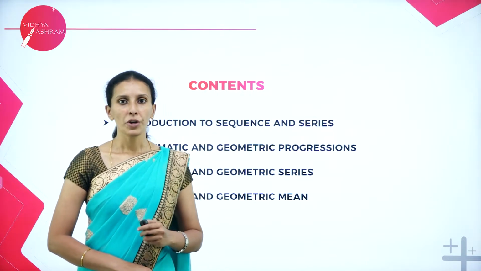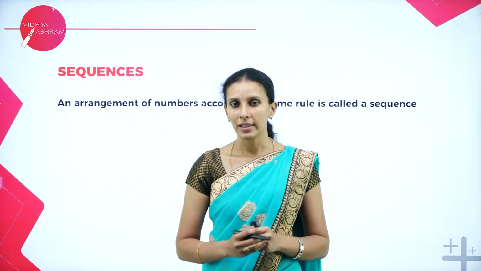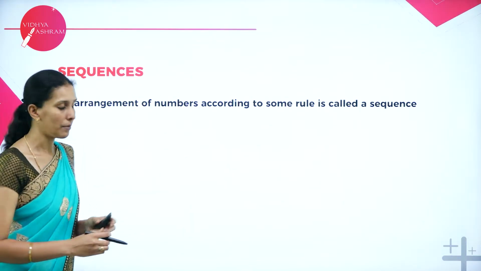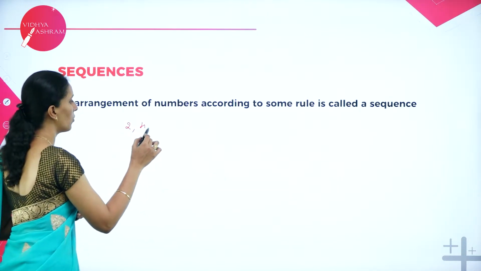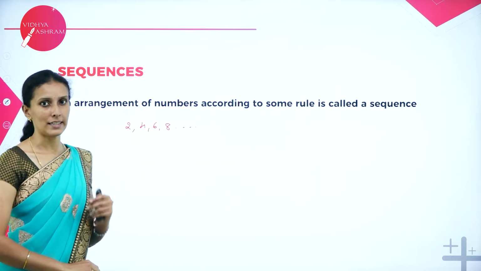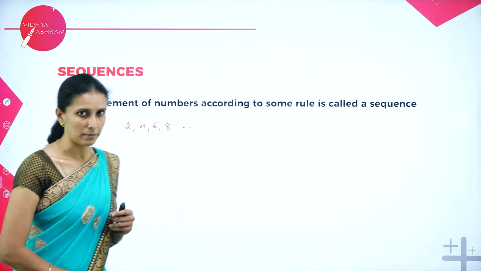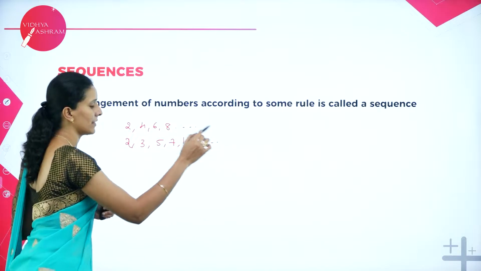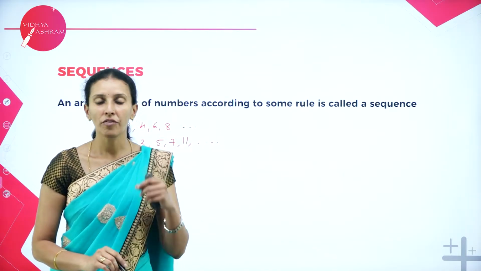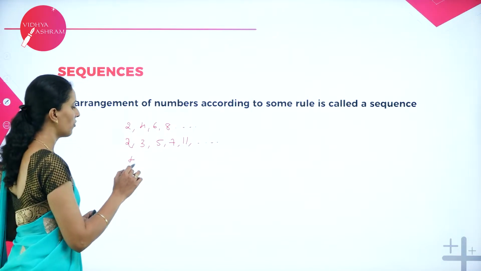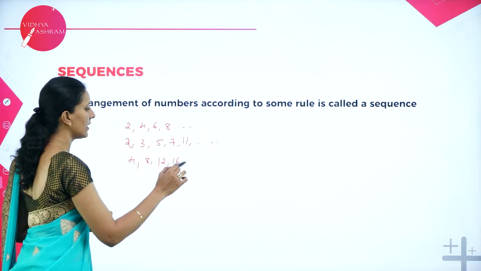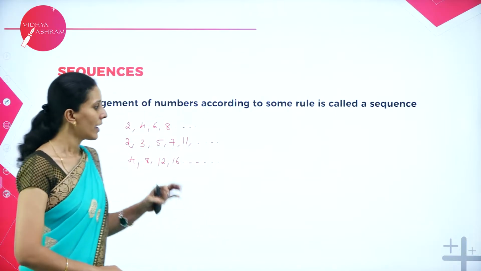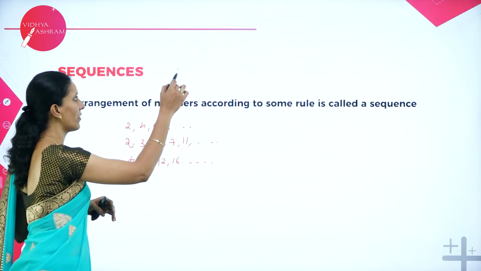So let's see what we mean by sequences. Sequences are nothing but an arrangement of numbers. For example, when I say the sequence of even numbers, your sequence will be 2, 4, 6, 8, etc. Suppose I say the sequence of odd numbers, then 1, 3, 5, 7, 9, etc. When I say the sequence of multiples of 4, then you can take 4, 8, 12, 16, etc. So these arrangements of numbers are nothing but sequences. Here the domain will always be the set of natural numbers.